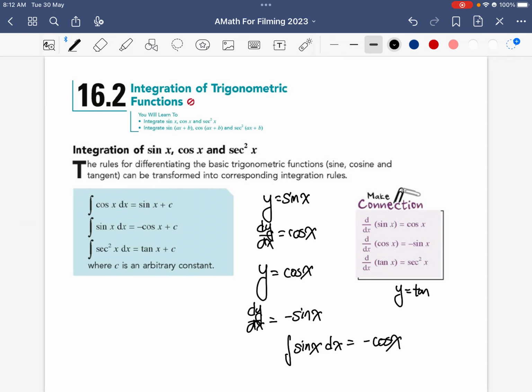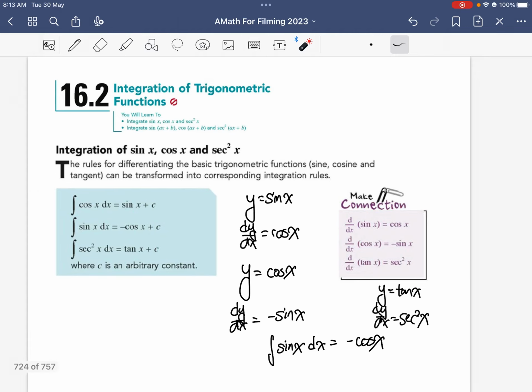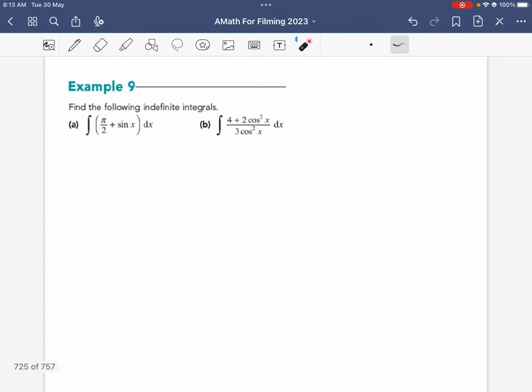The last one is, if you have y equals tangent x, differentiating this with respect to x, you get secant square x. So if you integrate secant square x, you get tangent x itself. So far, the only one that you need to be mindful of is that when you integrate sine x, you get negative cosine x, because when you differentiate cosine x, you get negative sine x.